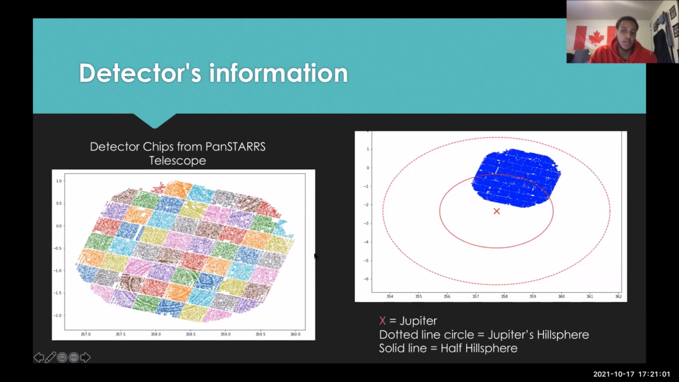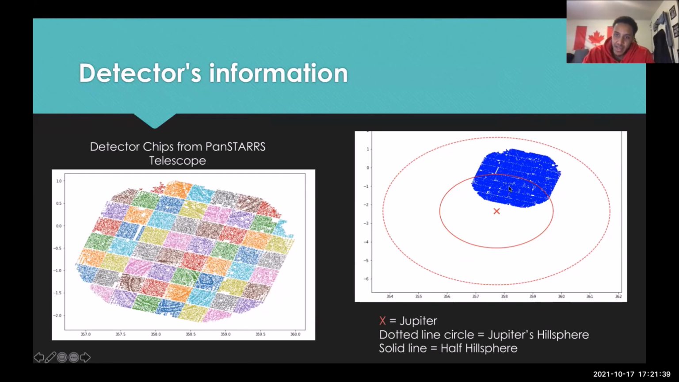And the picture on the right, the X is Jupiter, and Jupiter's hill sphere is the dotted line circle, the bigger one. That's the gravitational pull that pulls in all these asteroids and small bodies that are floating around. And as you can see, the solid line is half the hill sphere. It's known that most of the irregular satellites found to this day are located in there because that's where the pull and gravitational force is strong enough to keep them instead of letting them float away and the small bodies not surviving.